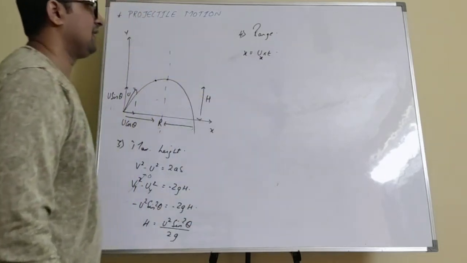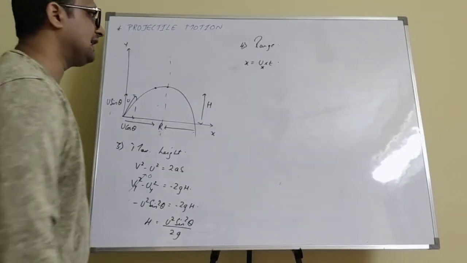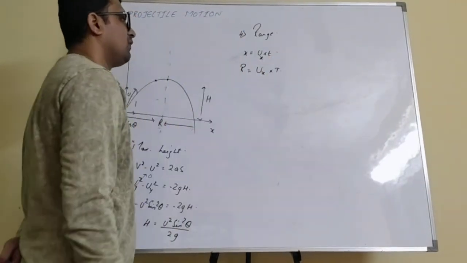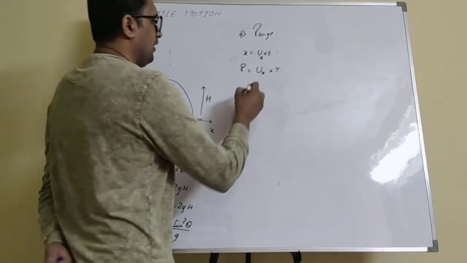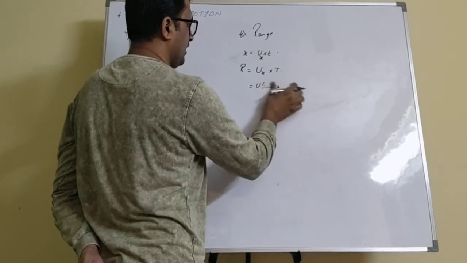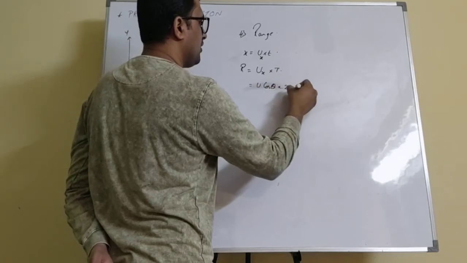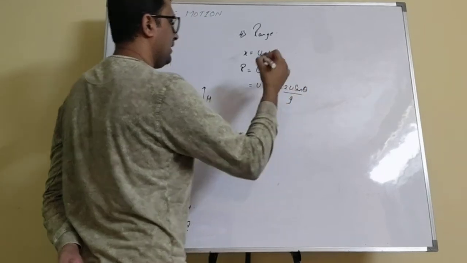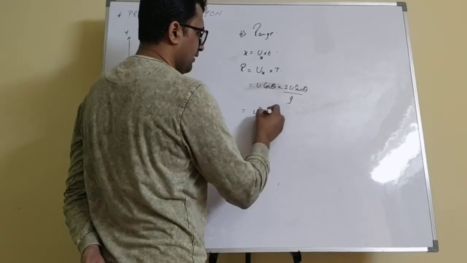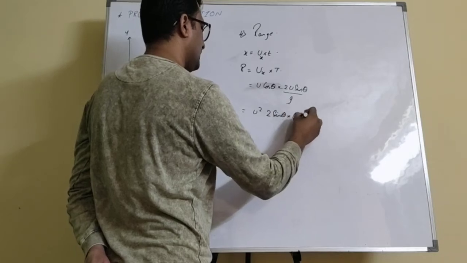Okay, so distance along x-axis equals ux multiplied by t. Now I am saying for range it will be ux multiplied by capital T. What is capital T? Time of flight. So ux will be u cos theta multiplied by 2u sin theta divided by g. Clear? Now look, I am writing it as u square 2 sin theta multiplied by cos theta divided by g.